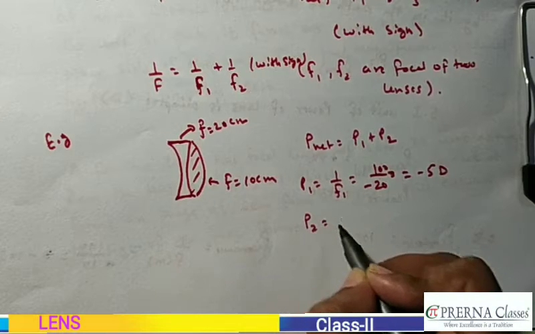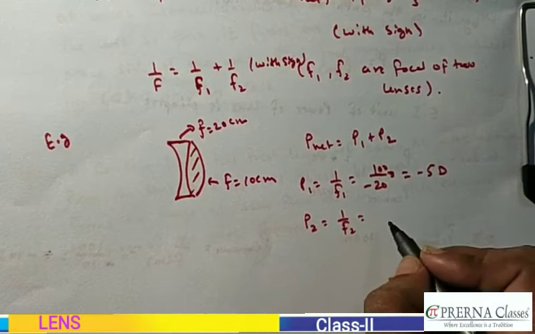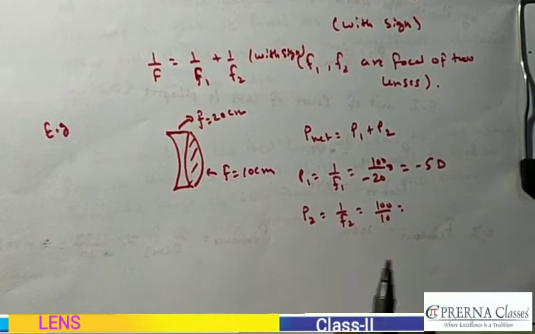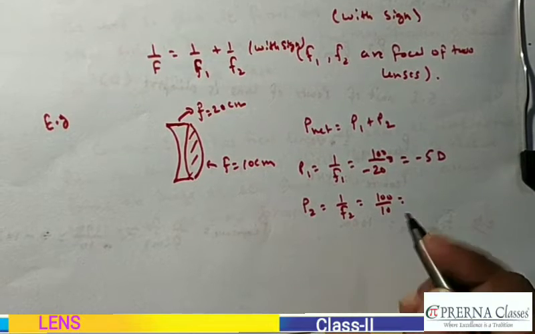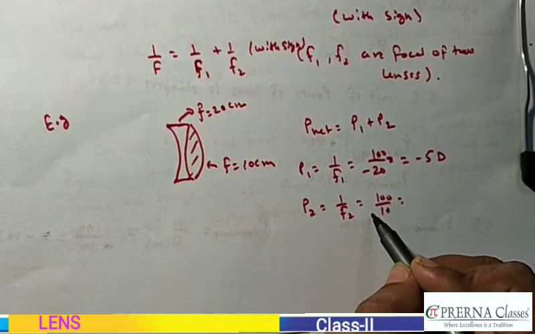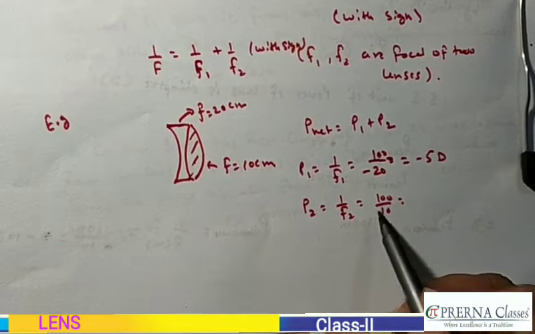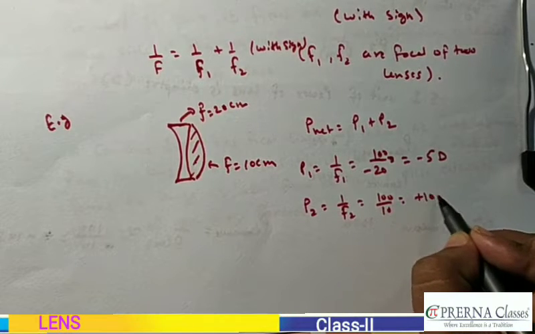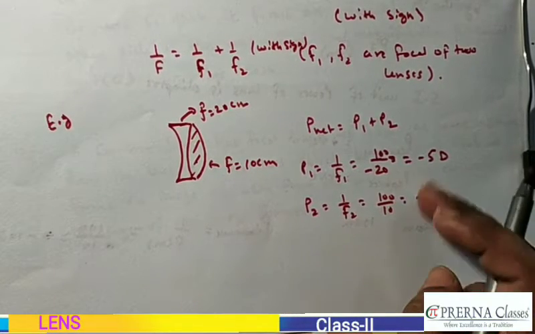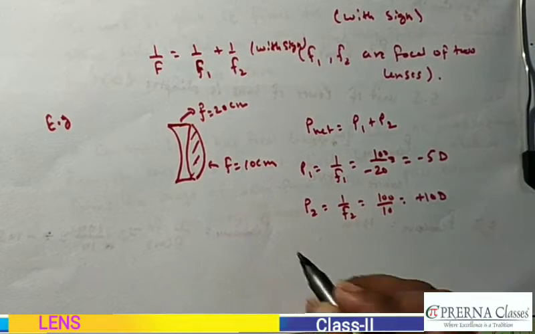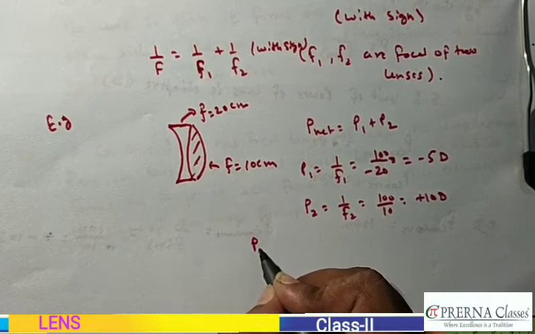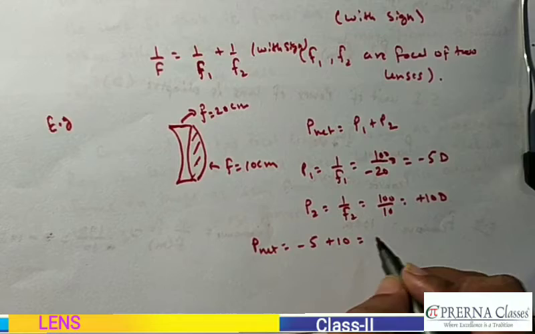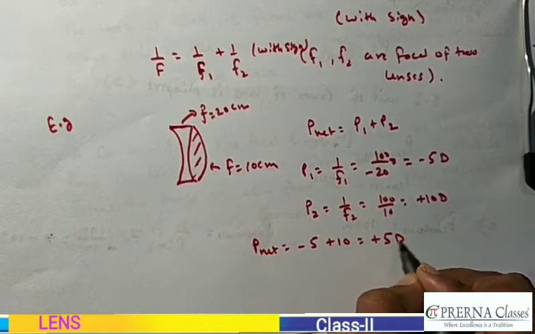P2 will be 1 by F2, that is 100 by 10. Again it is given in centimeter, so I have to convert it into meter, and focal length of convex lens is positive. So this comes out to be plus 10 diopter. So these are the two powers of the lenses. P net will be minus 5 plus 10, so it comes out to be plus 5 diopter.